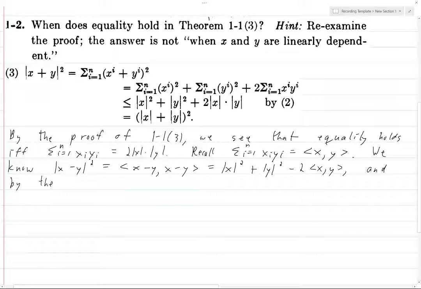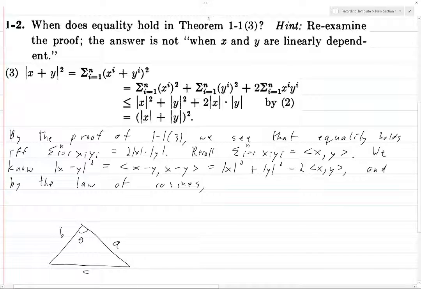And by the law of cosines. Now remember what the law of cosines says. If we have a triangle, any triangle, with sides a, b, c, and the angle here is theta, then c squared equals a squared plus b squared minus 2ab cosine theta. That's just something from more basic math. You can go back and look this up and look up a proof of this. But let's put this in terms of vectors x and y.